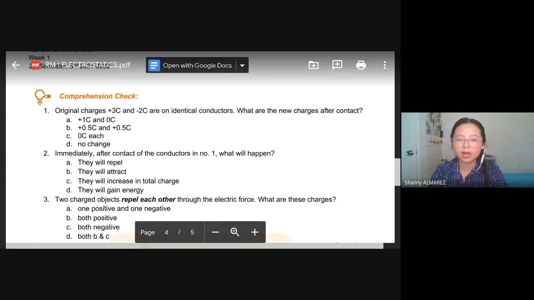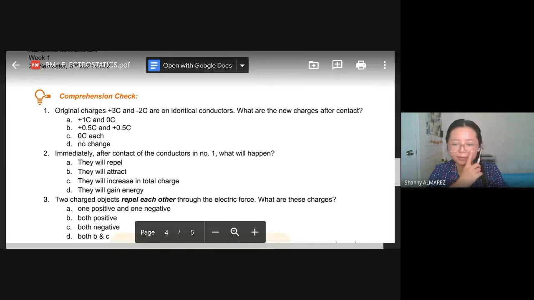So sabi natin, the correct answer for number 1 is B. They have both positive charges. So the next question would be, immediately after the contact of the conductors in number 1, what will happen?